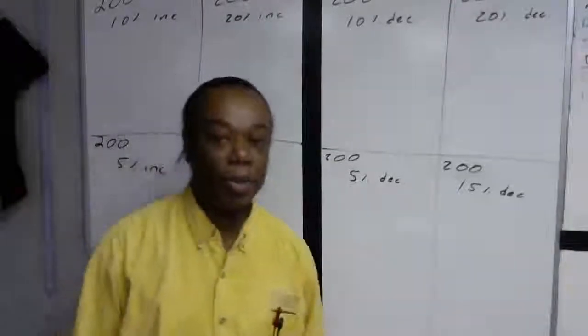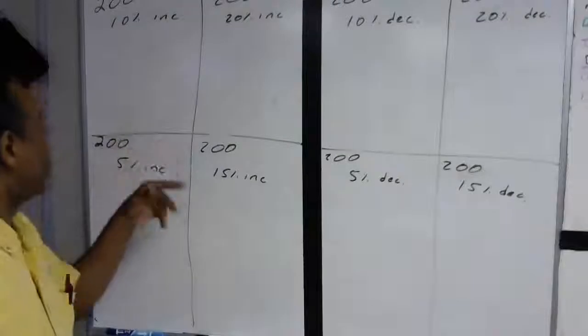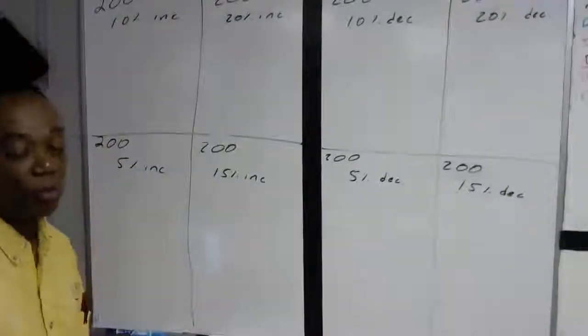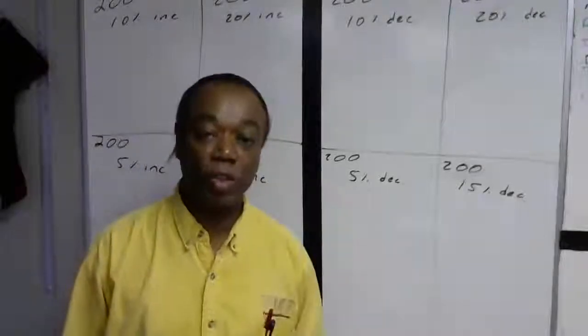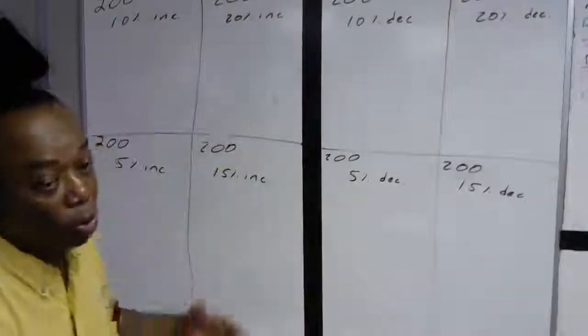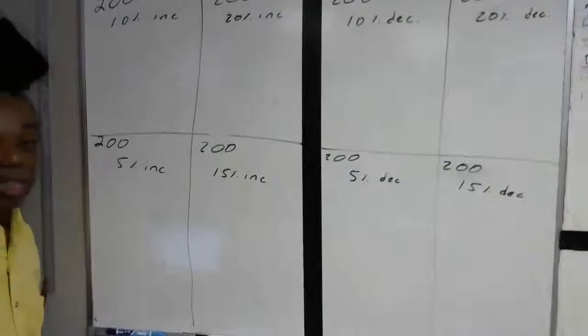All right, today we're doing common percentages: 10%, 20%, 5%, and 15%. We're going to use them in increases and decreases on the original amount. So let's say the original amount is 200. We want to do a 10% increase.